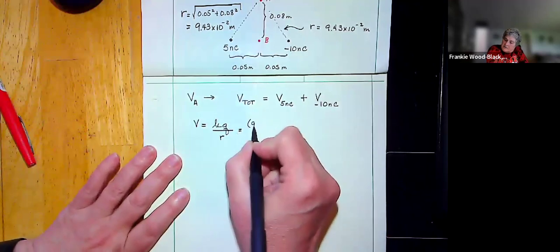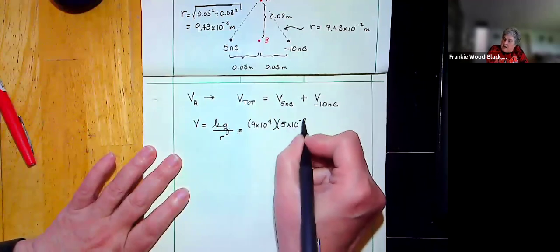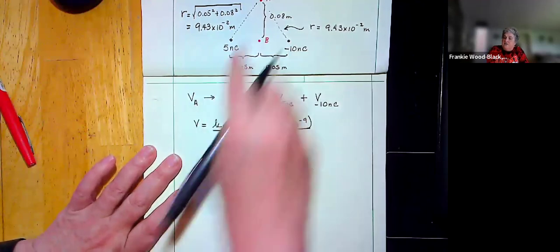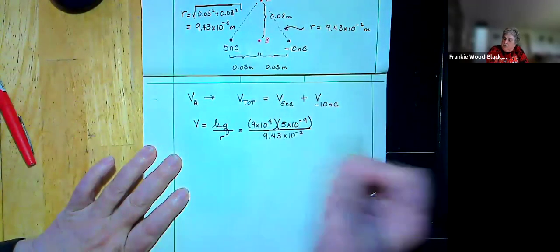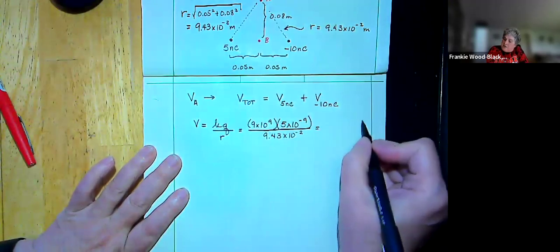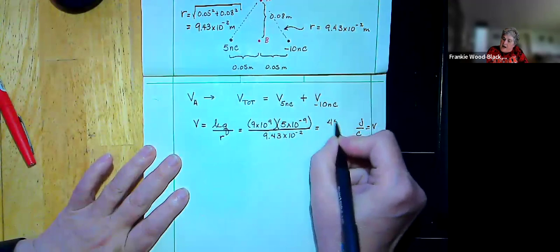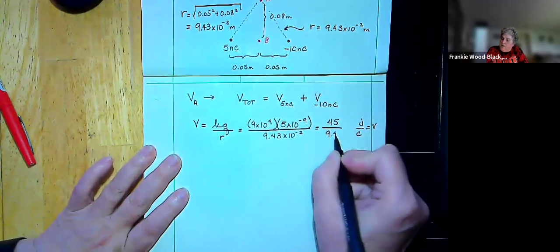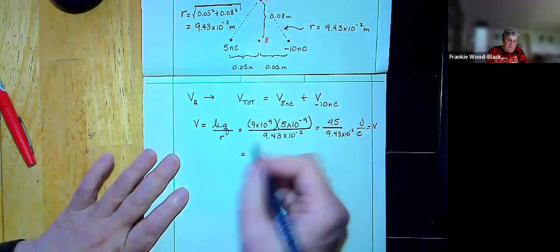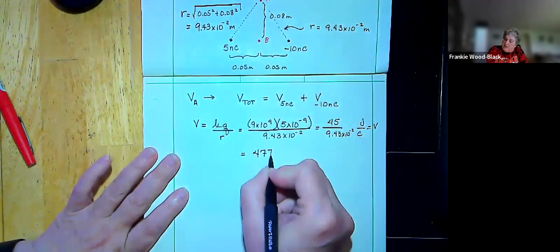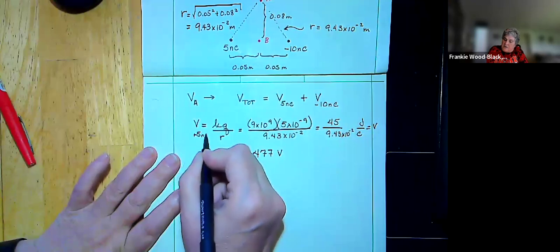And if I do that one, I get my 9 times 10 to the 9th, 5 times 10 to the minus 9. And this is at A, so I've got to use this R. So I'm going to have my 9.43 times 10 to the minus 2. And we've already shown that my units are going to end up being joules per coulomb, which is going to equal a volt. So this is going to be 45 divided by 9.43 times 10 to the minus 2. And if I plug that into the calculator, I'm going to get 477 volts. And this was for my positive 5 nanocoulomb one.